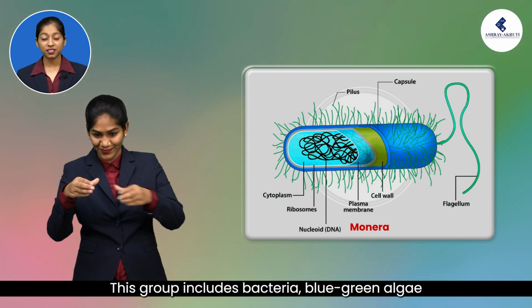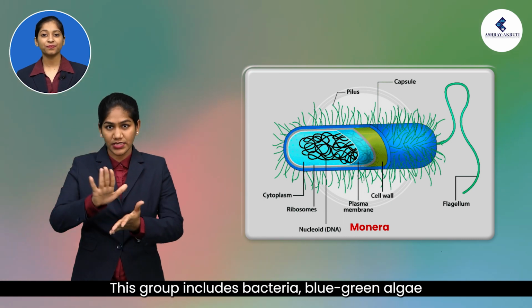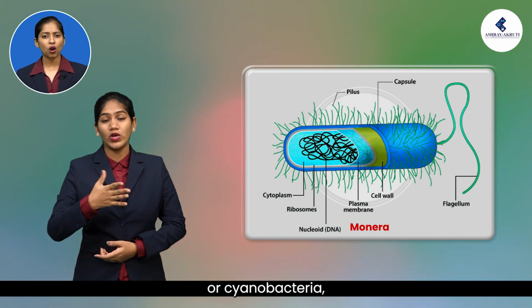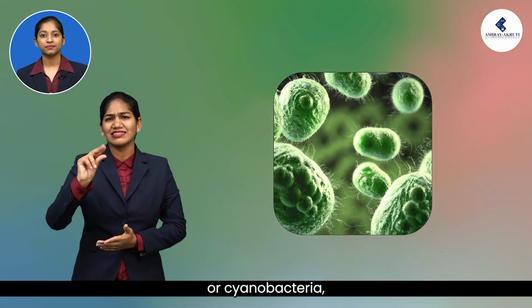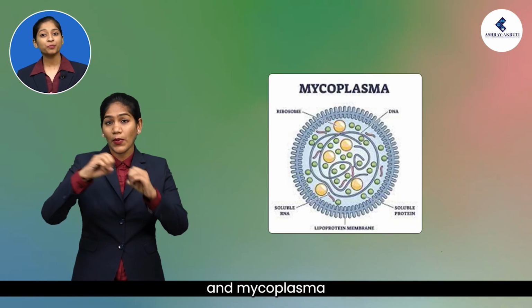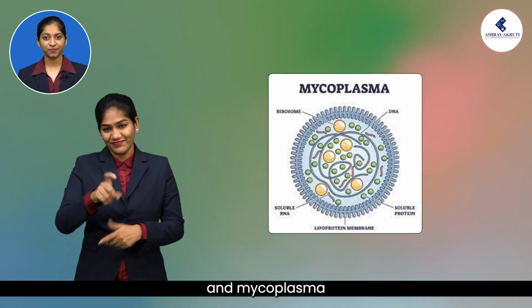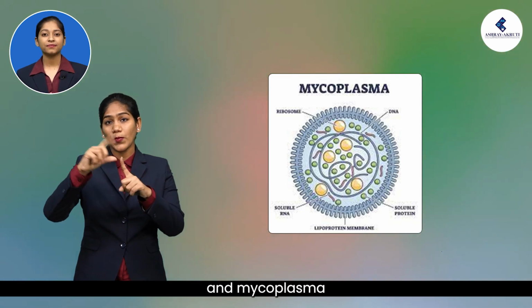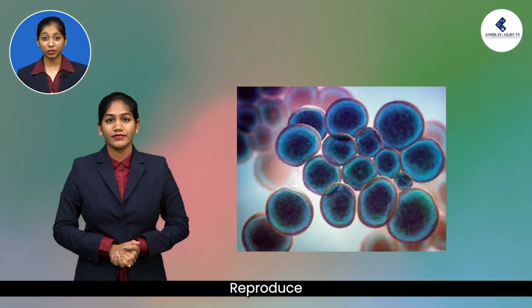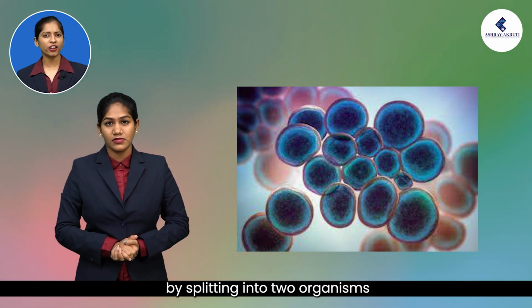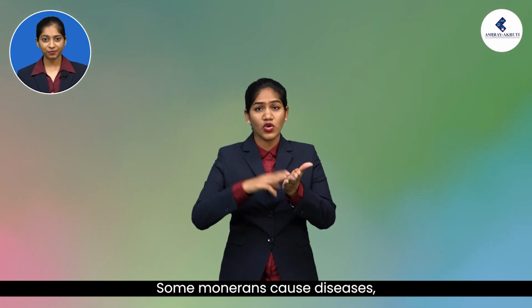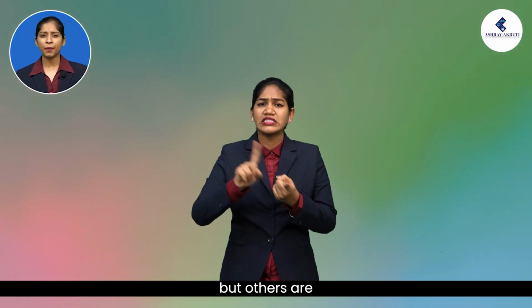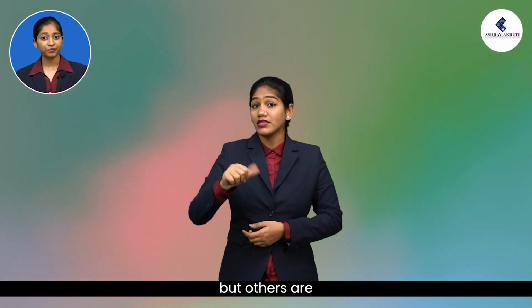This group includes bacteria, blue-green algae or cyanobacteria, and mycoplasma. They reproduce by splitting into two organisms. Some monerans cause diseases, but others are helpful to people. Example, bacteria.